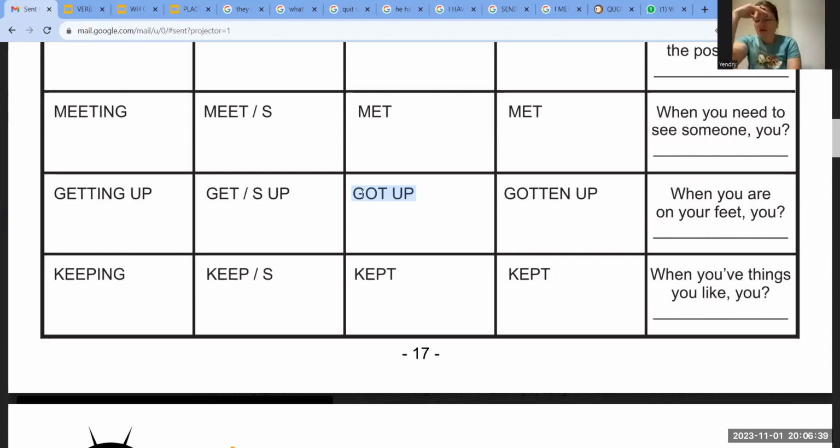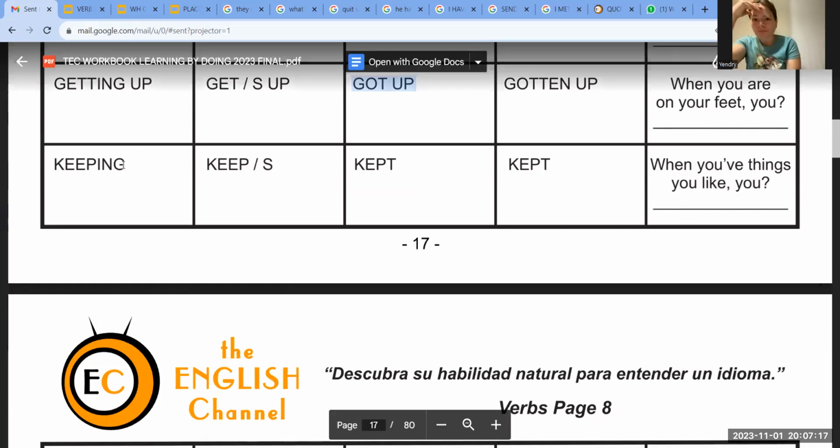I don't understand, Manuel. Yeah. So some people say, I woke up at 7, some people say I got up at 7, right? So the difference is that wake up is only when you were sleeping. You get up in the airport, you get up to get coffee, you get up to go to the restroom. But wake up is only when you were sleeping.